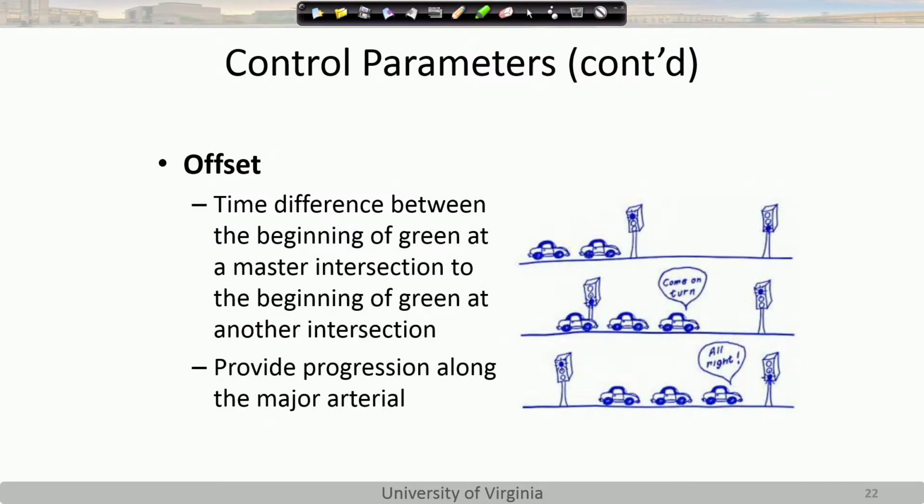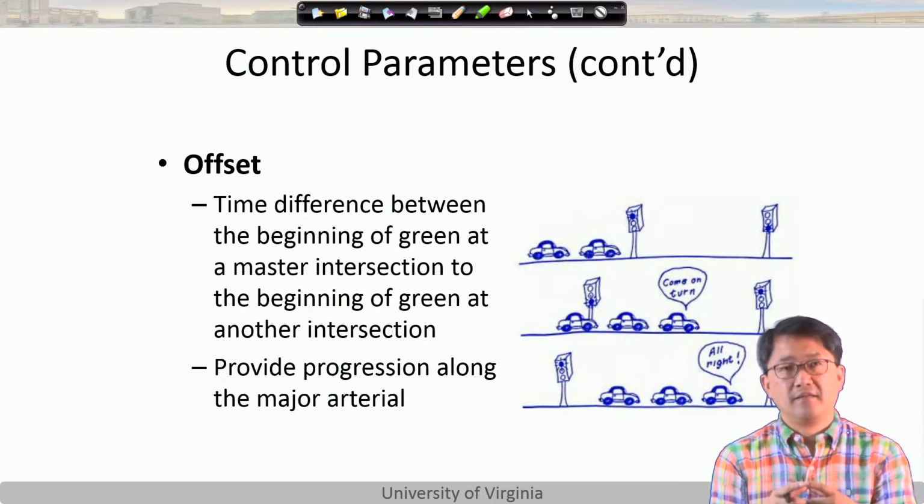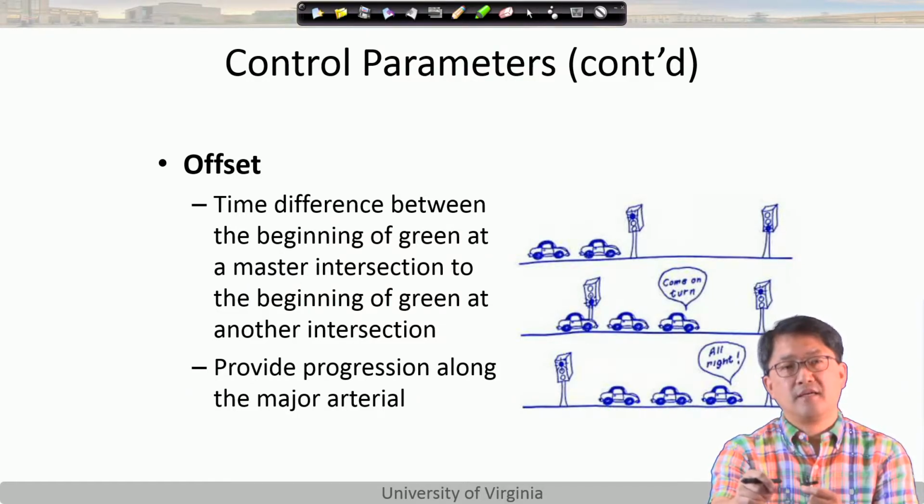Offsets are key to making progression along the major corridor. So by definition, it is the time difference between the beginning of green time at one intersection, or master intersection, to the beginning of green time at the other intersection. So when cars start moving at the beginning of green, and then they travel to the downstream intersection, we want to make sure that they can see the green time.